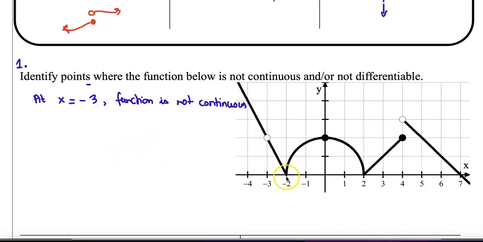What happens if this is a cusp? What happens at the cusp? Now you can see the function is still continuous over here, but at this point it is not differentiable, because this is your cusp over here. So I'll write over here at x is equal to -2, the function is not differentiable, but it is continuous. You know this.